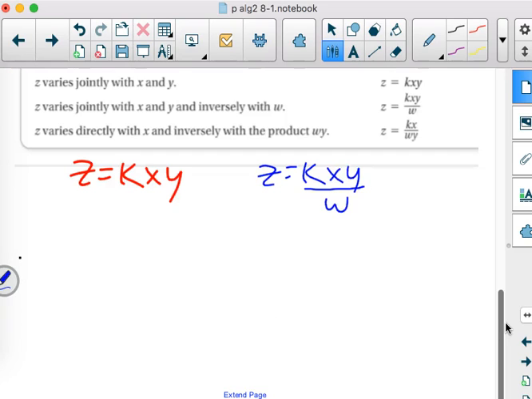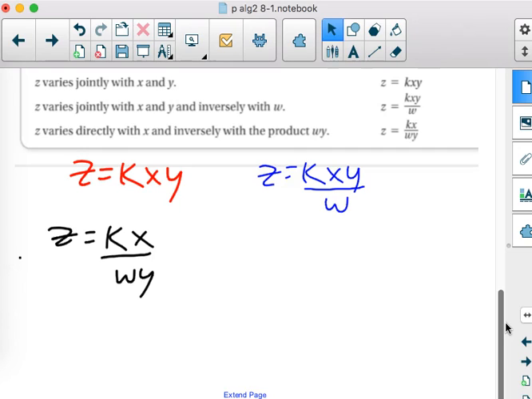Go to the third one, and the third one says Z varies directly. So Z equals K. I'm thinking to myself, directly, that's still multiplication. Directly with X, and inversely, oh, that's division. With the product WY. So when we're reading these off, we have to watch for inversely. That's the one where we have to divide. Otherwise, we're multiplying.